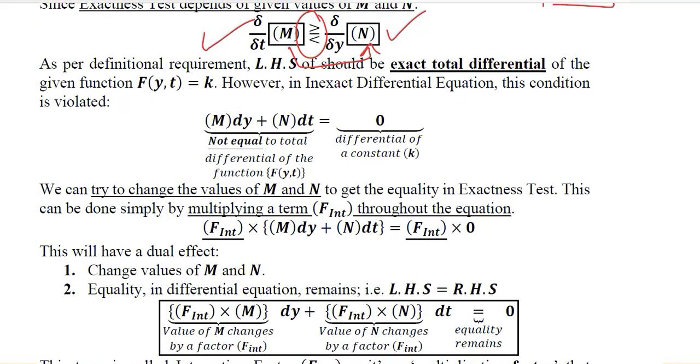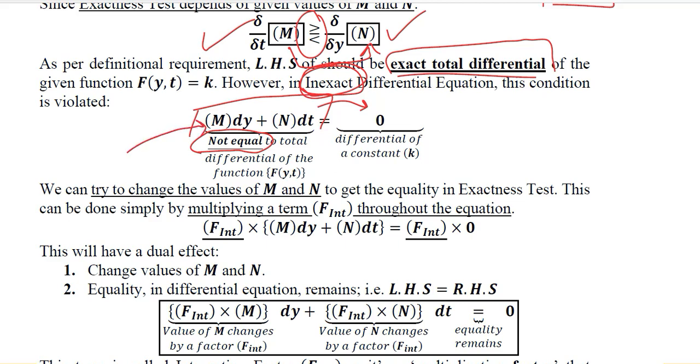Now the basic thing behind the exact differential equation is the presence of a total differential, and the total differential suggests that if we differentiate the given function, it should be equal to 0, because on the right hand side we have a constant. So when we do not have an exact differential equation, rather we have an inexact differential equation, we will not have the equality, so this term will not be equal to 0. You can refer back to the definition of the exact differential equation and compare it with the current situation where the equality will not hold.